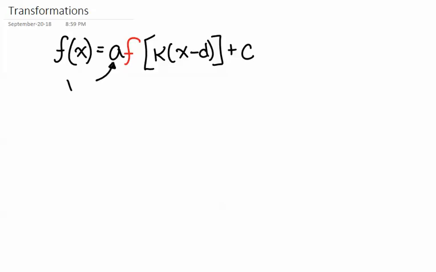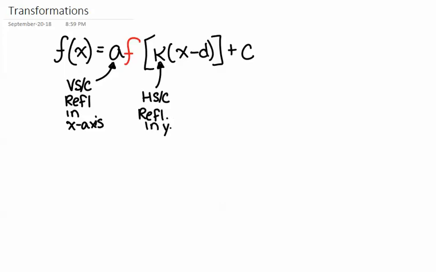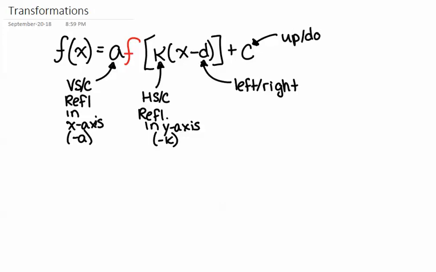So we learned that a was a vertical stretch or compression, and also a reflection in the x-axis. That's what a does. We learned that k is a horizontal stretch or compression, and also a reflection in the y-axis if k is negative, and in the x-axis if a is negative. We learned that d is a horizontal translation, so it's going to shift our graph left or right. And we learned that c can shift our graph up or down.